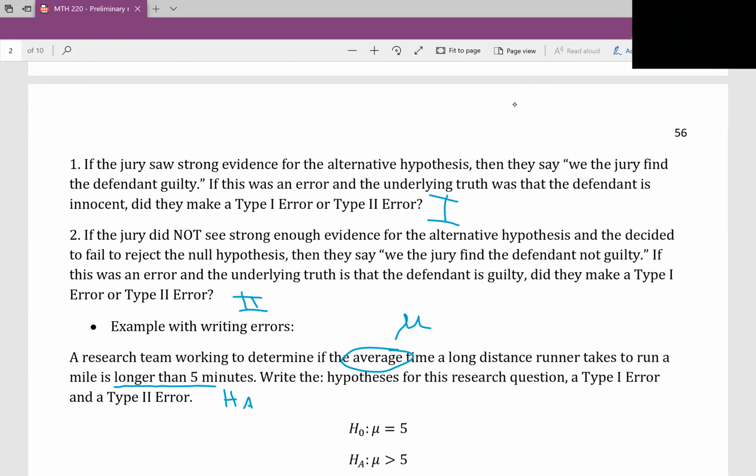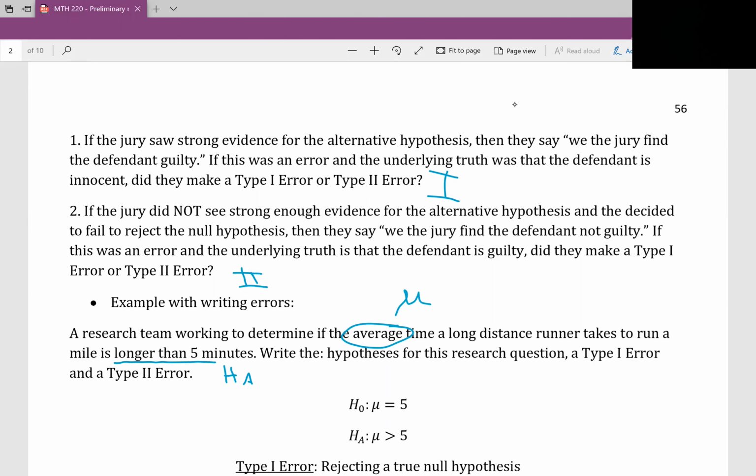The second thing I asked for is a type 1 error. Something that I've found in my practice is I think it's easiest to write the definition of a type 1 error and then apply that definition. So this definition has two parts. The first part is rejecting H0 and accepting HA.